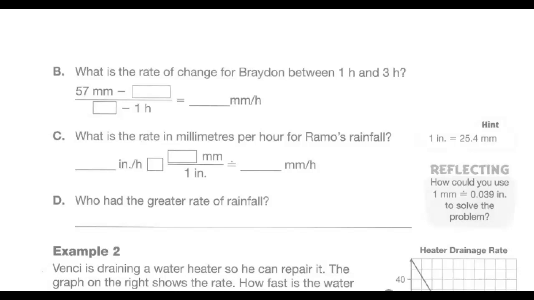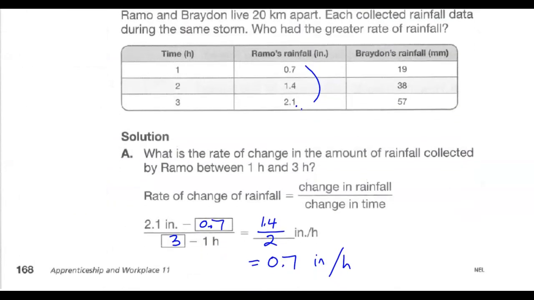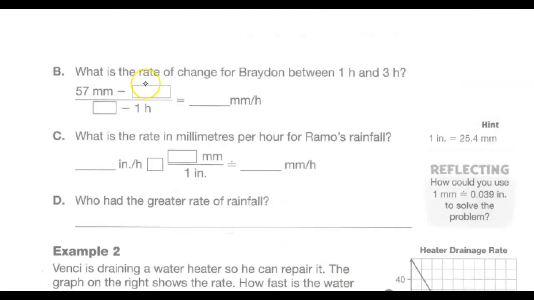Notice how Braden's is in millimeters. So different unit, so that's why we can't compare the numbers right away. So 57 and 19. Okay, so 57 minus 19 is 38 over 2, which is 19 millimeters per hour.